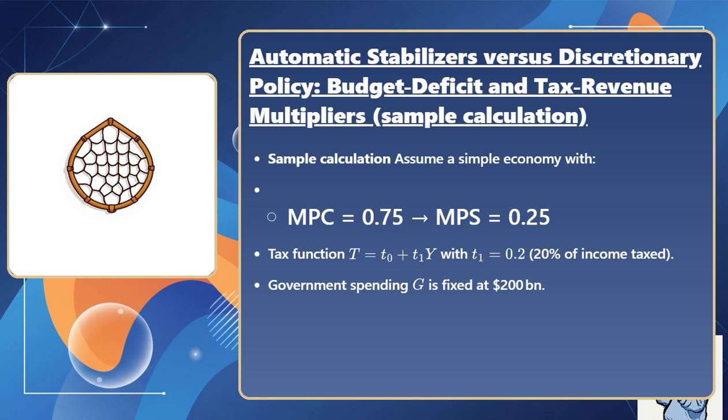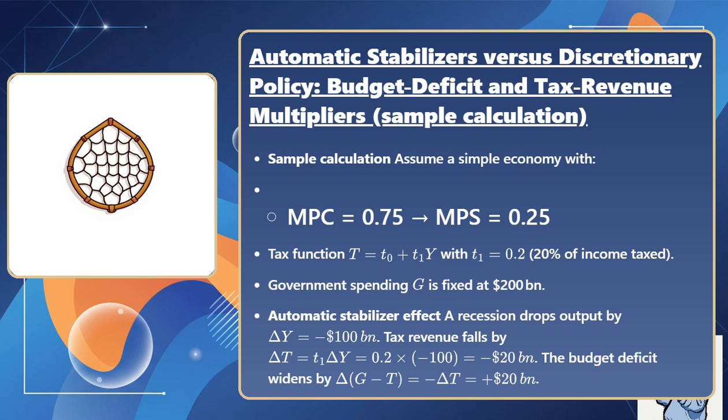to save equals 0.25. Tax function T equals T_0 plus T_1 times Y, with T_1 equals 0.2, 20% of income taxed. Government spending G is fixed at $200 billion. Automatic stabilizer effect. A recession drops output by delta Y equals negative $100 billion. Tax revenue falls by delta T equals T_1 times delta Y equals 0.2 times negative 100, which equals negative $20 billion. The budget deficit widens by delta (G minus T) equals negative delta T, which equals positive $20 billion.